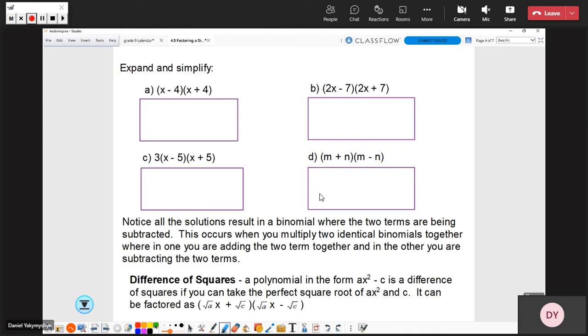In each of the brackets here, the first term in each bracket is the exact same. Yeah, x and x. The second term is actually also the exact same. 4 and 4. And then the only thing that's kind of different here is that this one is minus and this one is plus. So let's see what happens when we FOIL these types of multiplying binomials.